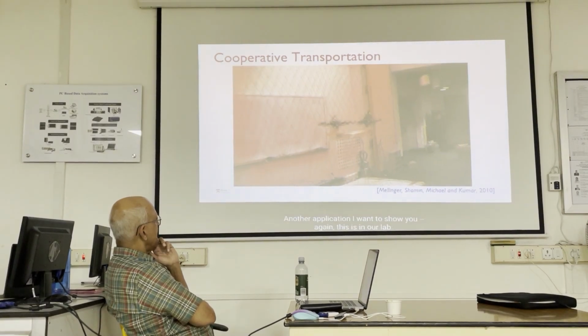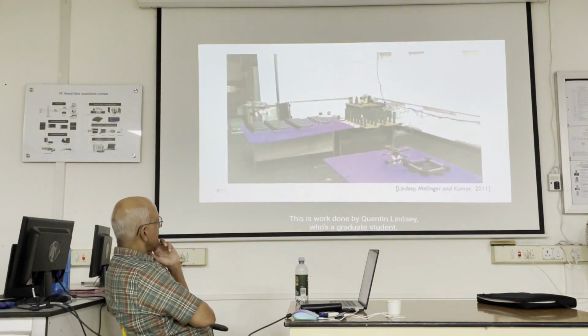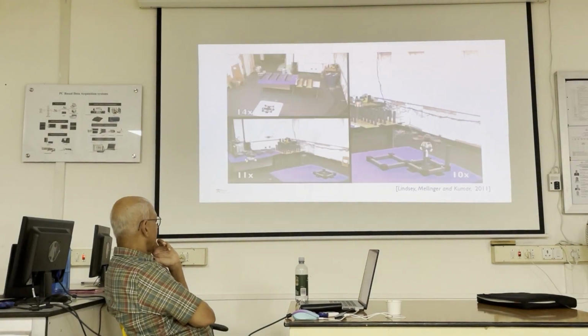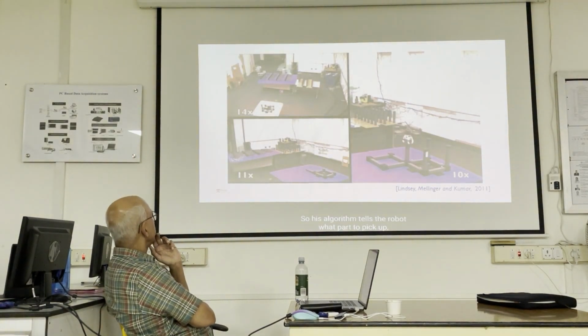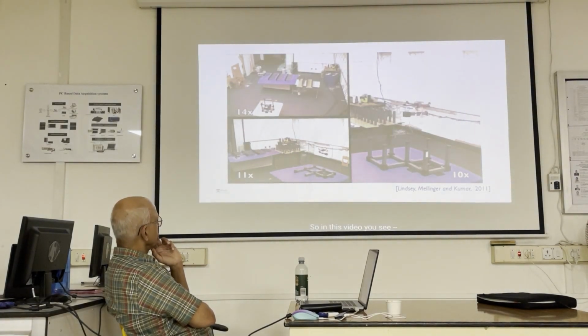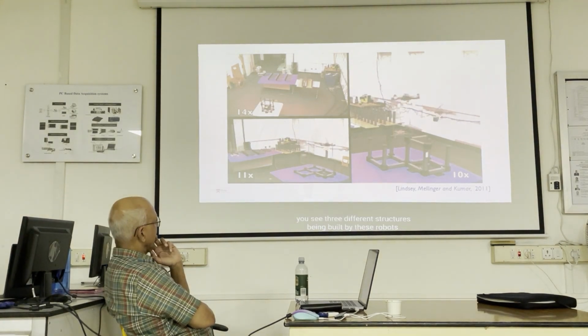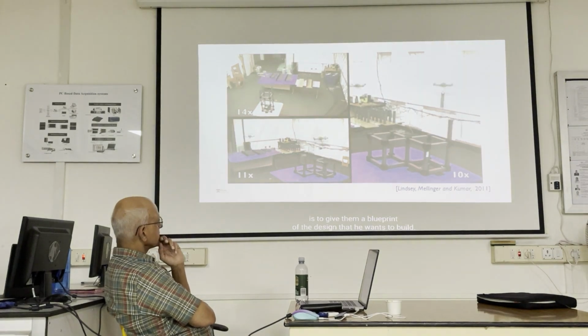Another application I want to show you, again, this is in our lab. This is work done by Quentin Lindsay, who's a graduate student. His algorithm essentially tells these robots how to autonomously build cubic structures from truss-like elements. His algorithm tells the robot what part to pick up, when, and where to place it. In this video you see, and it's sped up 10, 14 times, you see 3 different structures being built by these robots. And again, everything is autonomous, and all Quentin has to do is to give them a blueprint of the design that he wants to build.